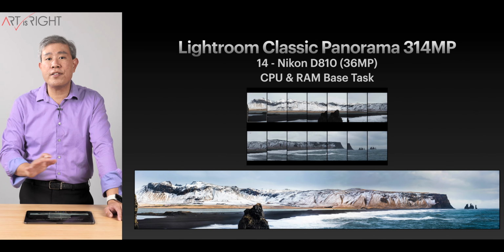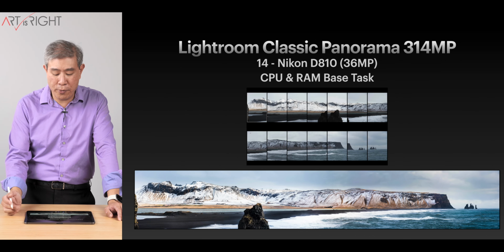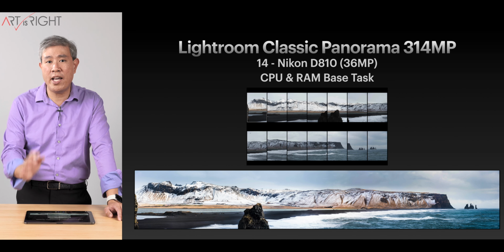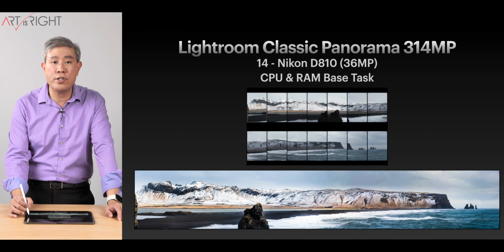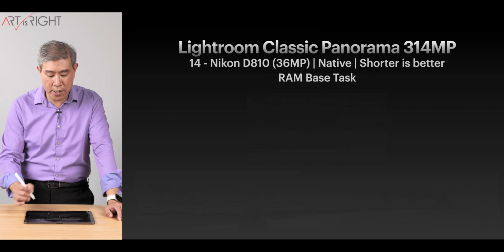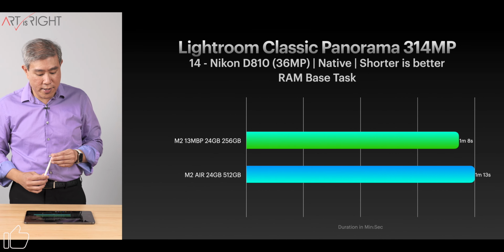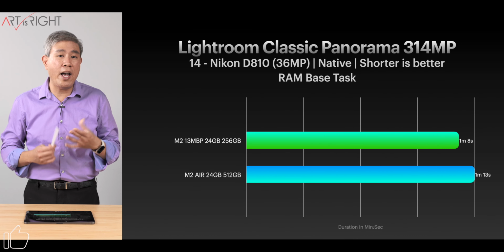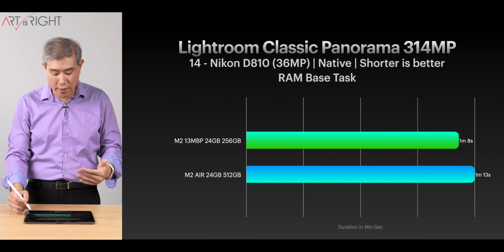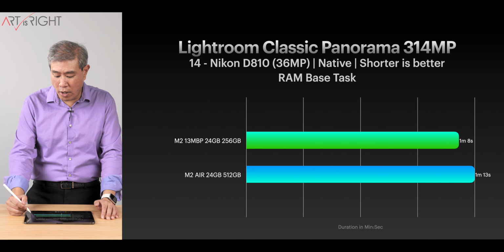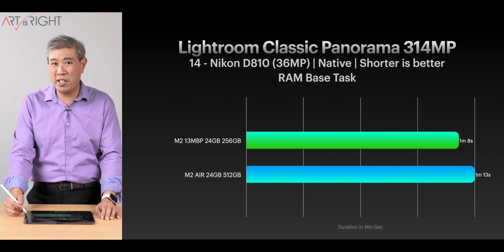I think this test is really going to utilize a lot of memory on the system. This is the Panorama Merge, taking 14 36-megapixel files and merging them into a 314-megapixel DNG. The result is that the MacBook Pro performed faster, as we would have expected, because it does have active cooling in the system. This is definitely helping out with the performance of the machine overall, although the time difference is really not that big at all.